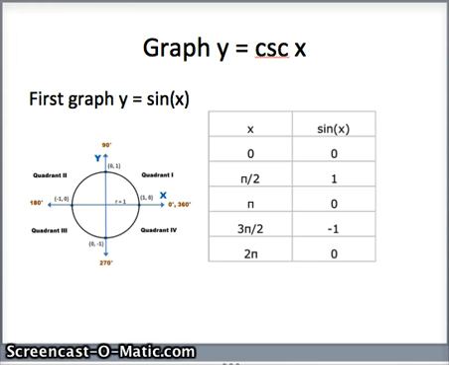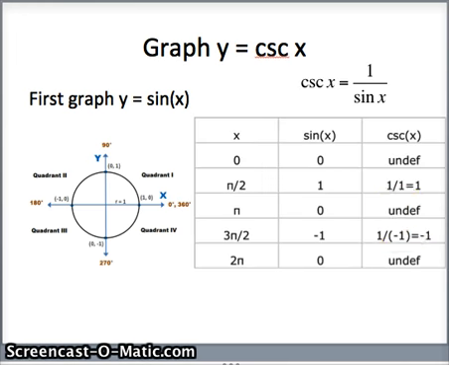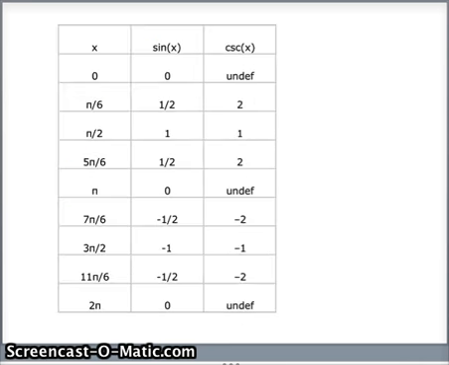So that's certainly a good place for us to start, and then we know the behavior at pi over 2 and at 3 pi over 2. Cosecant of pi over 2 is positive 1, because the reciprocal of 1 is 1. Cosecant of 3 pi over 2 is negative 1, because the reciprocal of negative 1 is negative 1. And I'm just going to add a few more points. I'm going to add the points where the sine is a half or negative a half, because the reciprocal of a half is 2. The reciprocal of negative a half is negative 2.